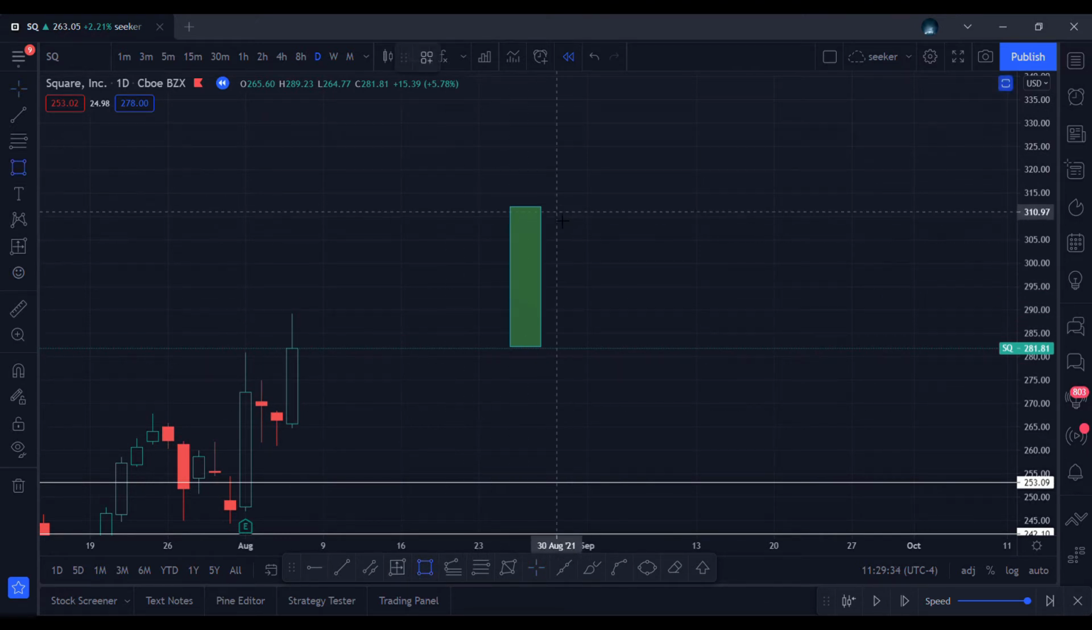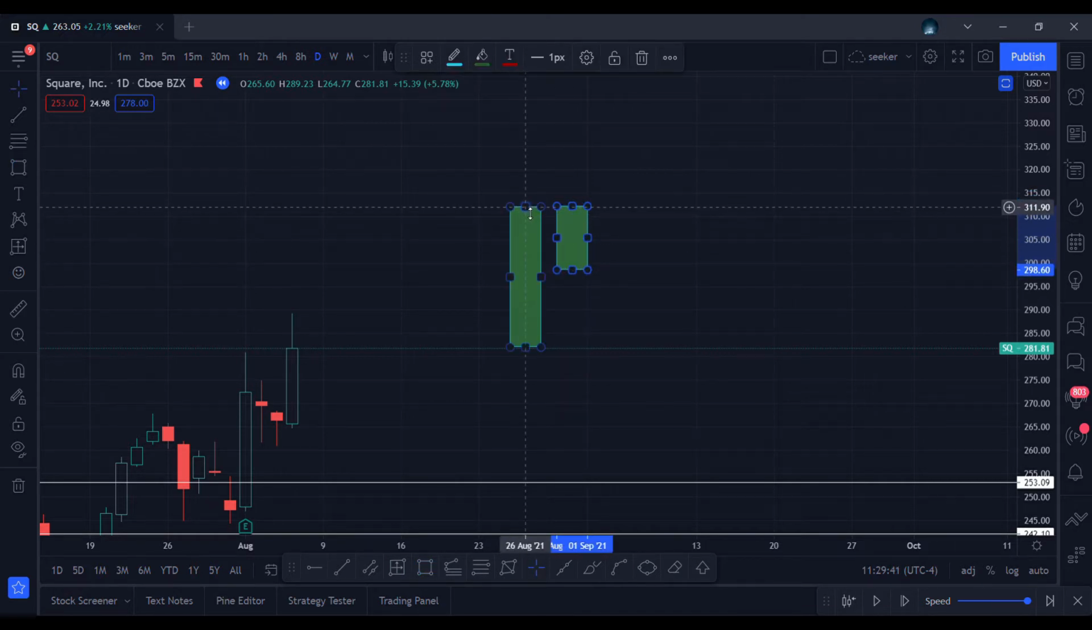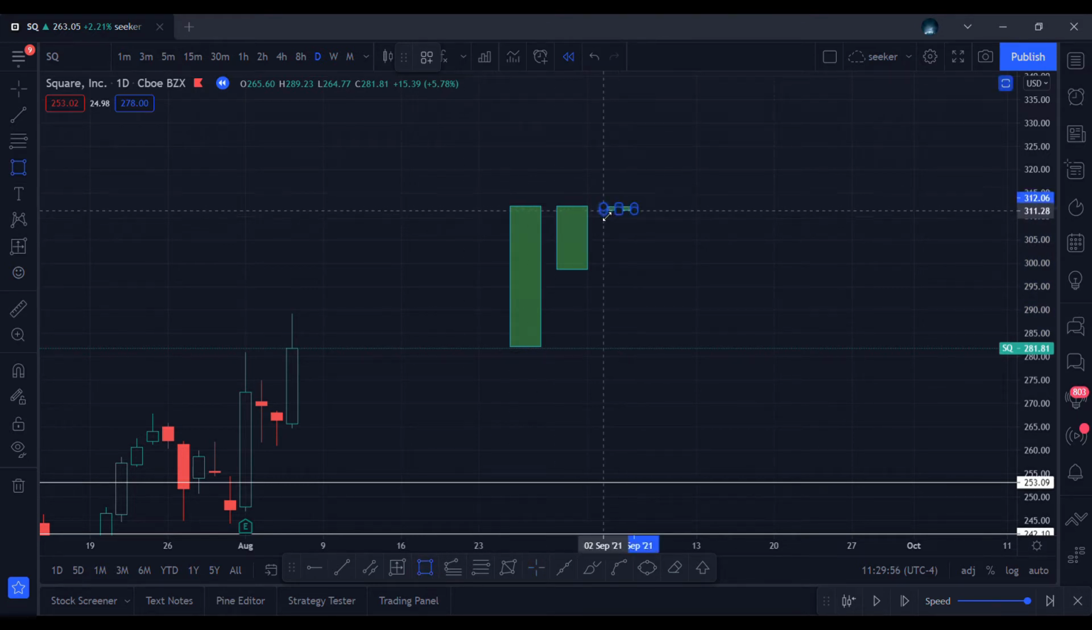So you will get a nice inside bar here, just like this, that doesn't break this resistance. You will have a nice resistance line here. As you can see, it is making a higher low, and then you will have a third bar doing the same thing, creating another inside bar, making a higher low again.